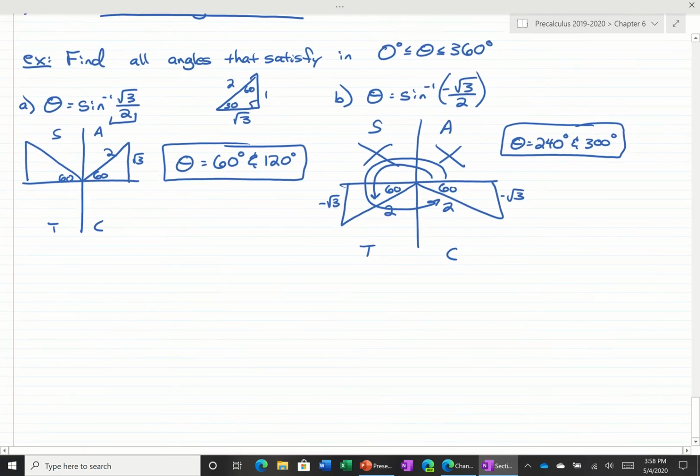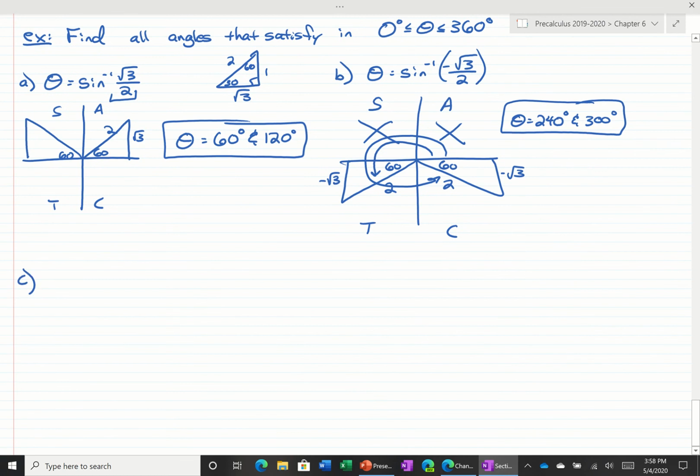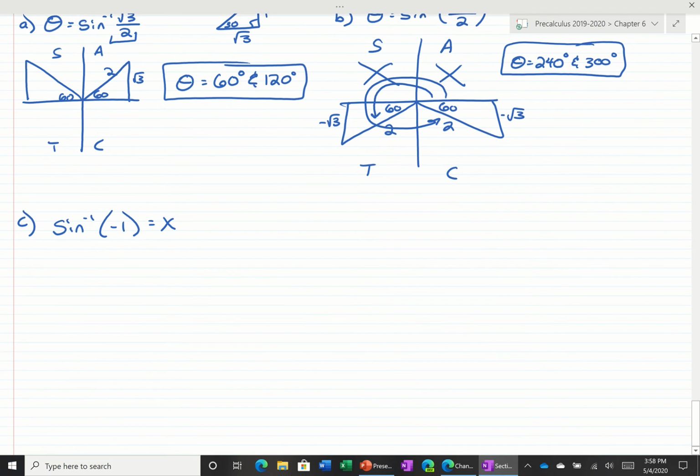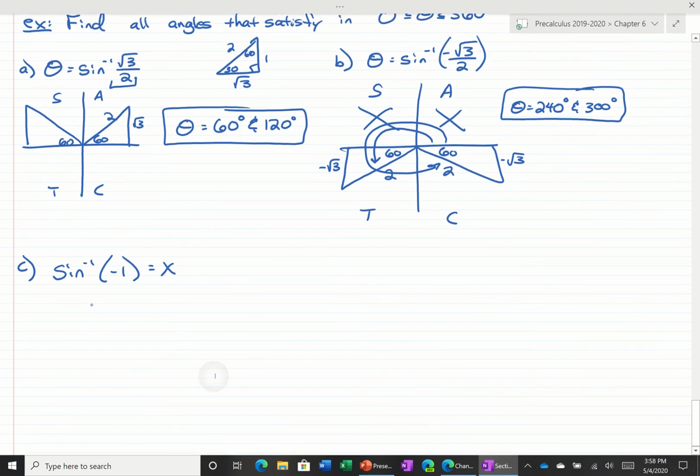Hopefully that's making a little bit more sense. What about an angle where I asked you the inverse sine of negative 1? Well, negative 1 we can't get from a special triangle. We would get 1 or 0 from quadrantal angles. And remember, sine is the y value. The y value right here is negative 1. That's at 270 degrees. That's the only angle between 0 and 360 that would work.